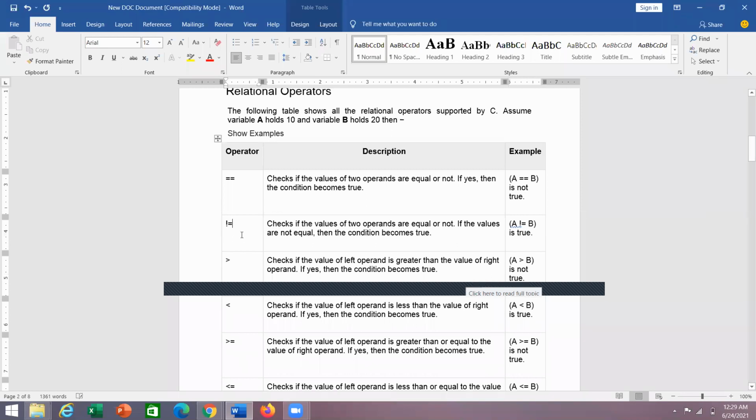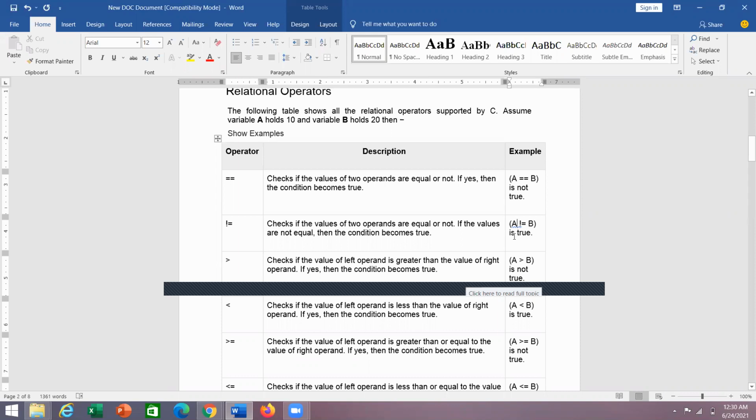And here, not equals to. Not equals to checks whether the values of the two operands are equal or not. If the values are not equal, then the condition becomes true. Why? Because I am applying the not equal operator. So if the values are not equal, the condition is true. If the values are equal, the condition is false. Is it yes or no? I'm applying the not equal to operator, so if the values are not equal, the condition is true.